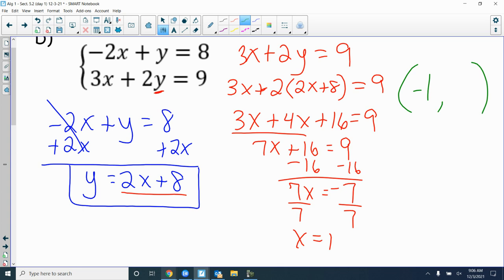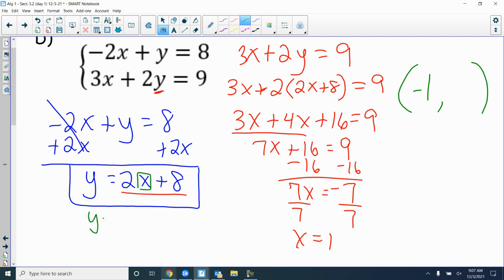Guys, the hard part's done. Now, remember we boxed in y equals 2x plus 8? We're going to use that again. We need to get y, right? So why not use where we solved this equation? We got it ready for y. Okay, we got it ready. So I'm going to take this 1 and I'm going to put it right here.